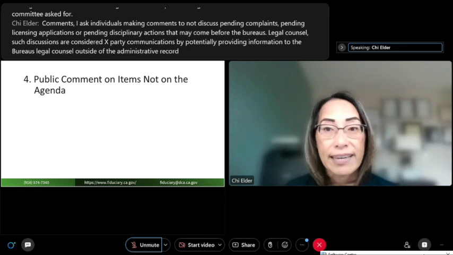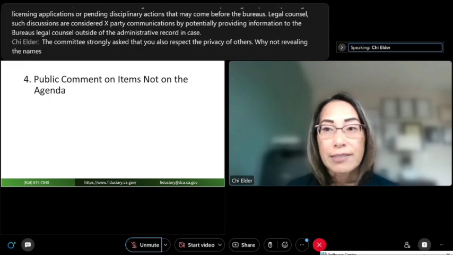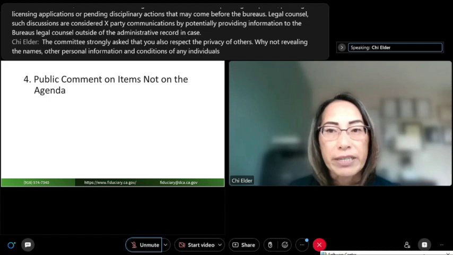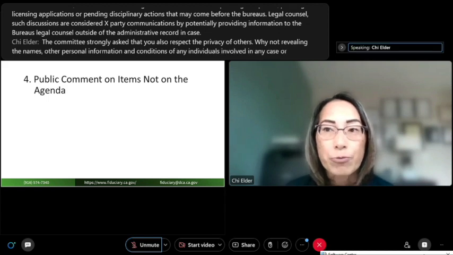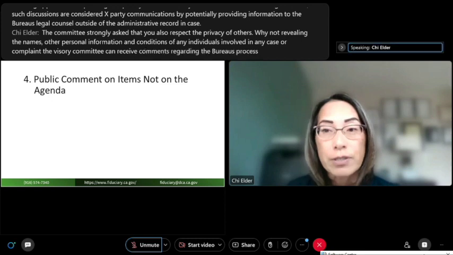The committee strongly asks that you also respect the privacy of others by not revealing the names, other personal information, and conditions of any individuals involved in any case or complaint. The advisory committee can receive comments regarding the Bureau's processes in general, but it cannot receive comments on specific cases.